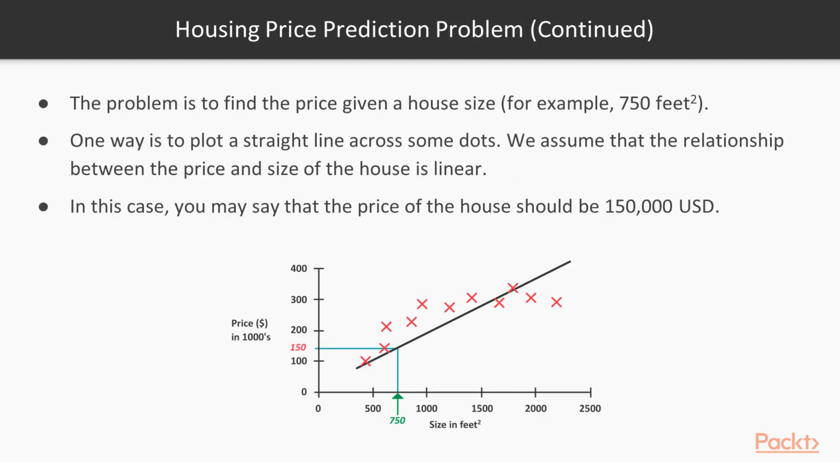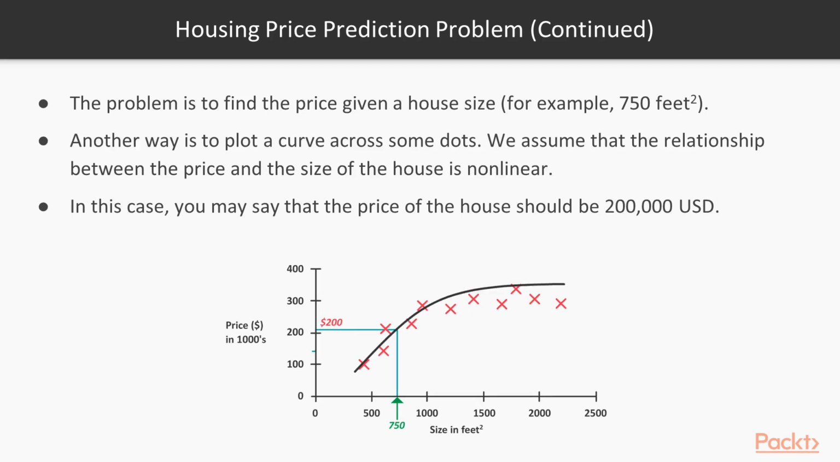One way to solve this is to plot a straight line across some dots, and we assume the relationship between the price and the size of the house is linear. You may say the price of the house should be 150K based on this linear relationship.